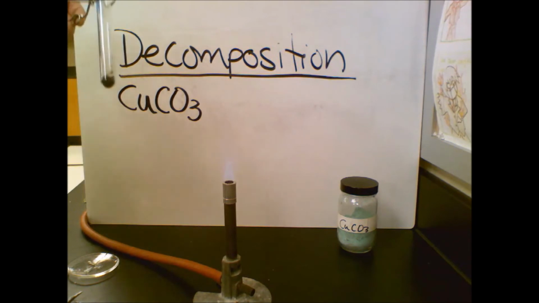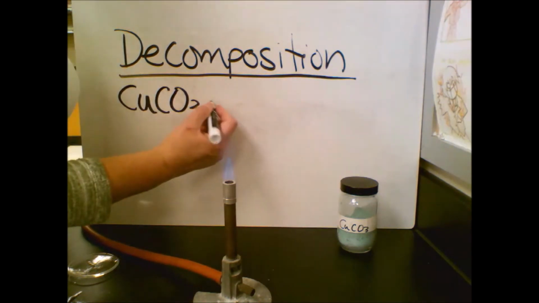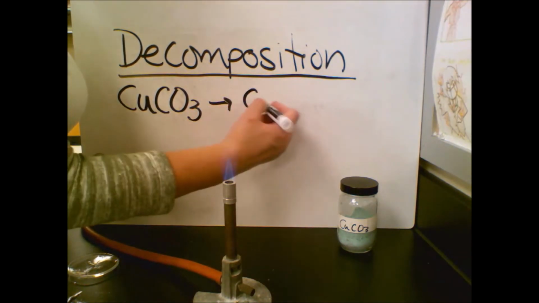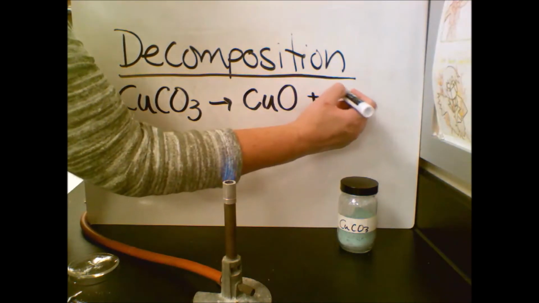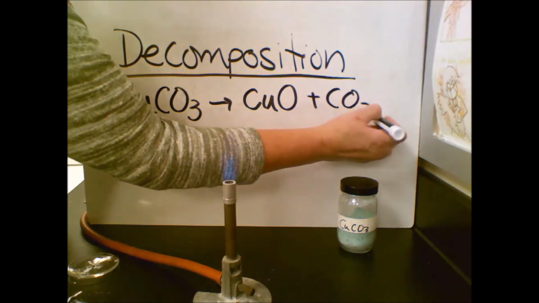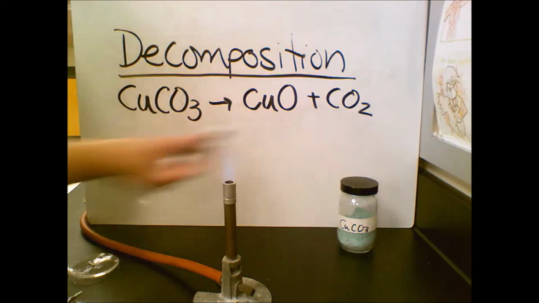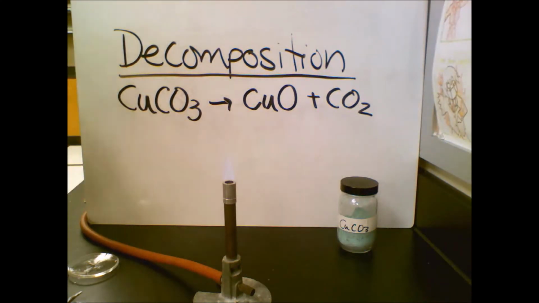So why did the splint go out? Well, when we decompose copper 2 carbonate, what happens is we get copper oxide plus carbon dioxide. Carbon dioxide, right, puts out fires. So that's why the burning splint went out.